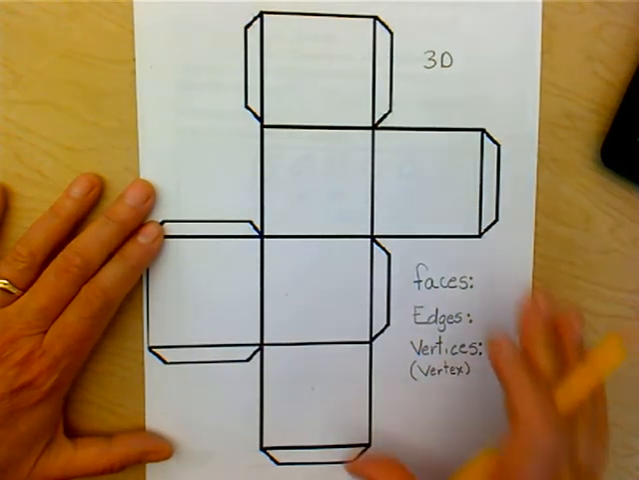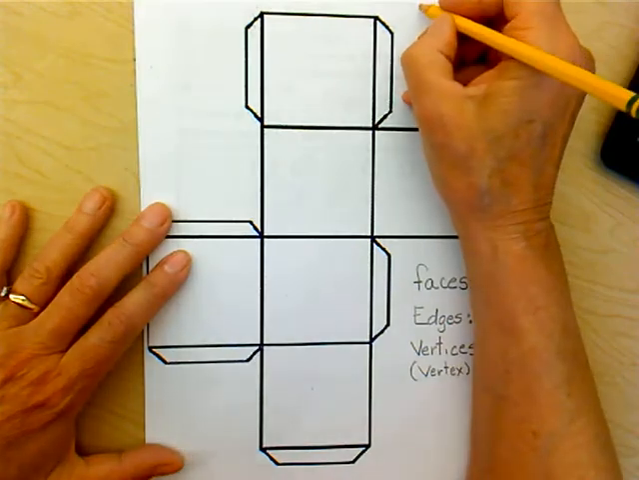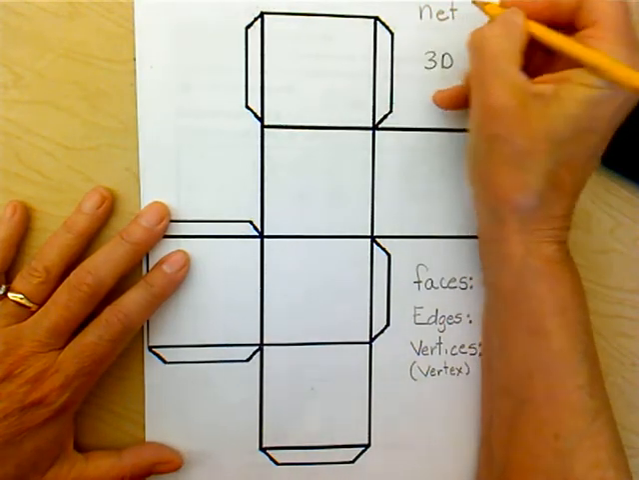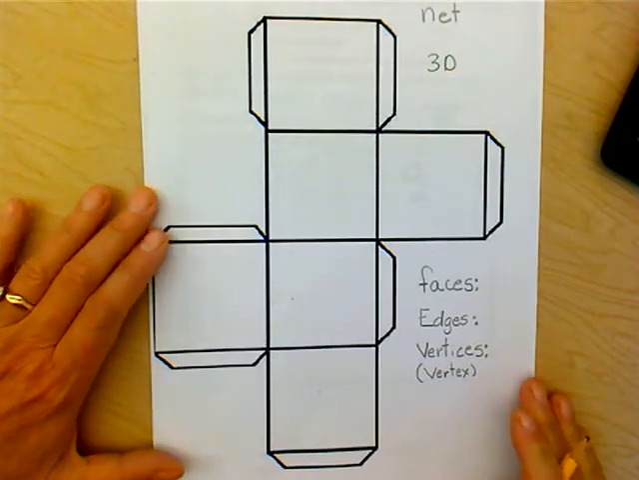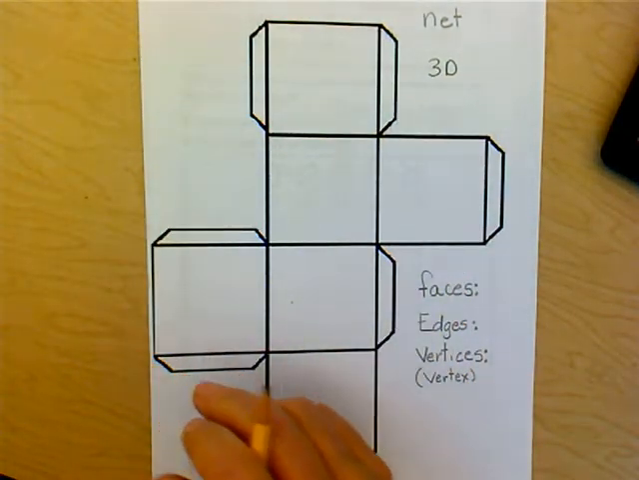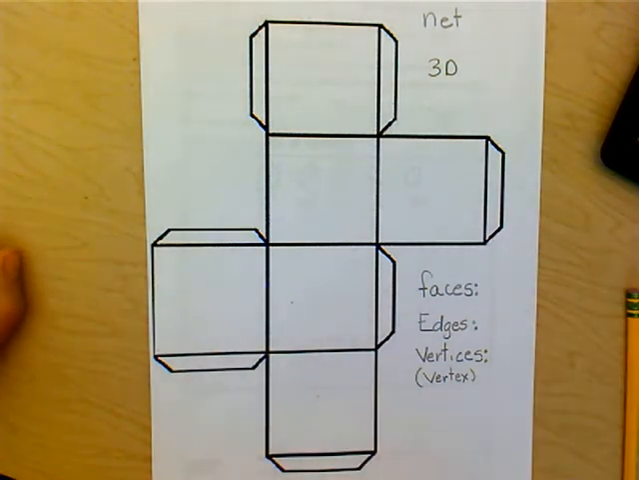You will need to have a copy of a net. This pattern is called a net. A net is a pattern for a 3-dimensional figure. The 3-dimensional figure that we will be creating from this net is called a cube. There are lots and lots of things in your world that are in the shape of a cube.